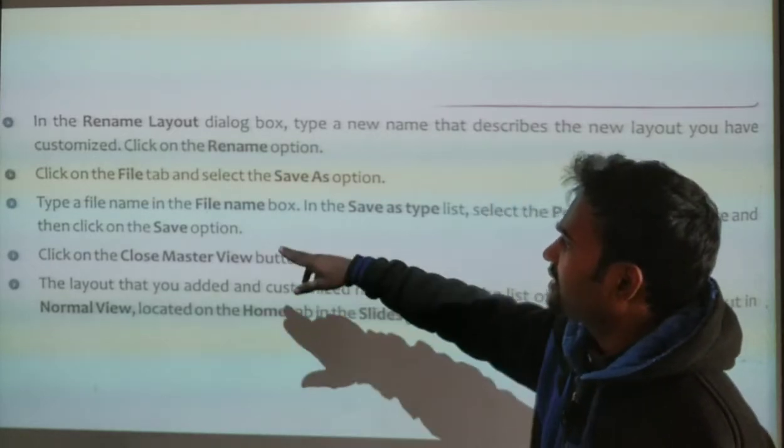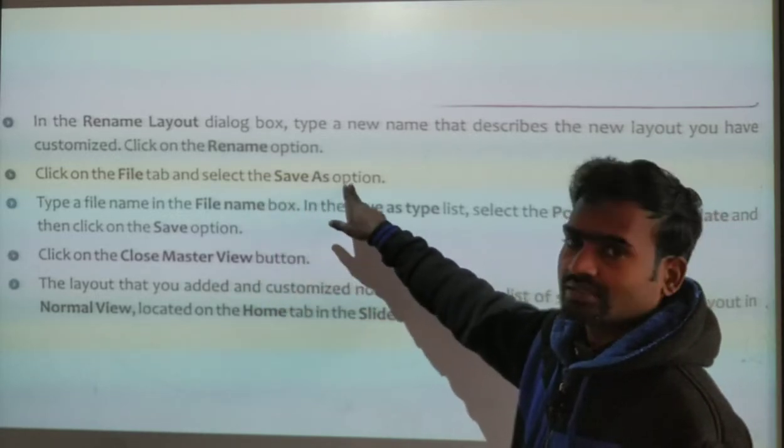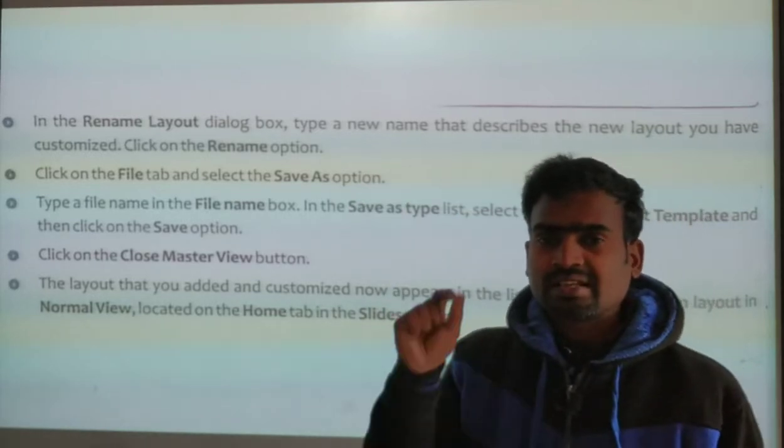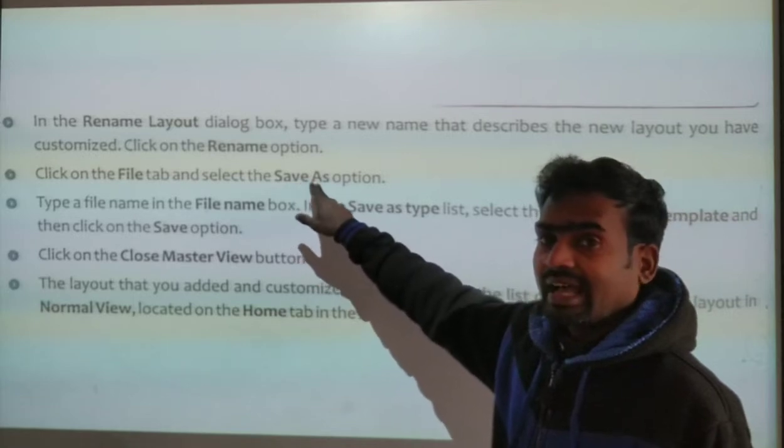Clear? And click on the File tab and select the Save As option. There are two ways of saving, Save and Save As. So here what we are going to do is the Save As option.